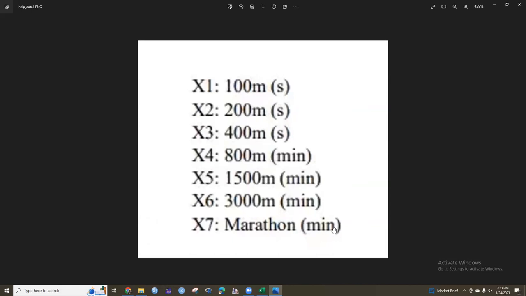Similarly, X2 is time taken for the 200 meter race in seconds. X3 is time taken for 400 meter in seconds. X4 is time taken for 800 meter in minutes. X5 is time taken for 1500 meter in minutes. Similarly, X6 is time taken for 3000 meter in minutes. And X7 is time taken for the marathon in minutes.